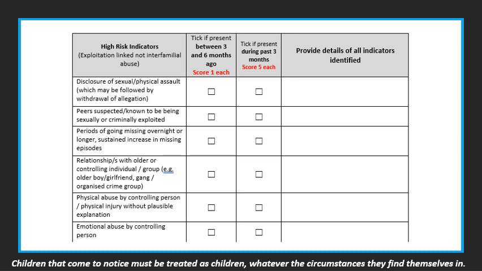When we look, for example, at the period going missing overnight or longer, it asks you to think about details of when and what is known about who they have stayed with. You're asked to think about whether they are travelling out of the area, found in another area with no obvious link, because this could be indicative of county lines risks and trafficking. And it's important to provide details of how often this has occurred and the duration of missing episodes, as well as any other known details.